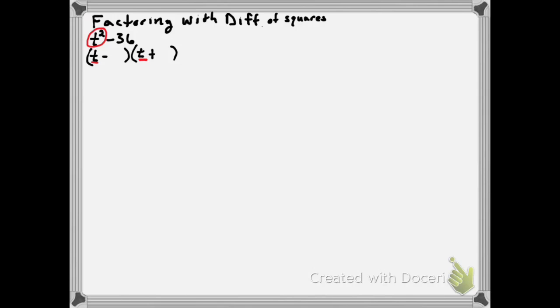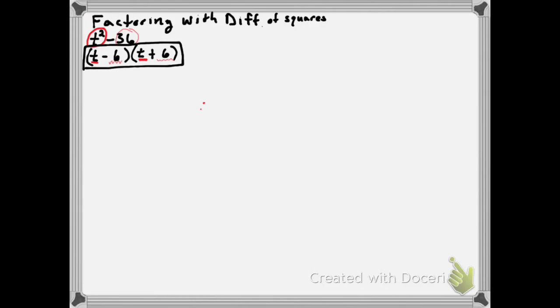Now, the second term is going to consist of 2 numbers that multiply times itself to give you the 36. And so hopefully you know that 36 is a perfect square. It's 6 times 6. So our second term in each binomial should be a 6. That is our final answer. There's nothing else we can do with that. That is factored completely.